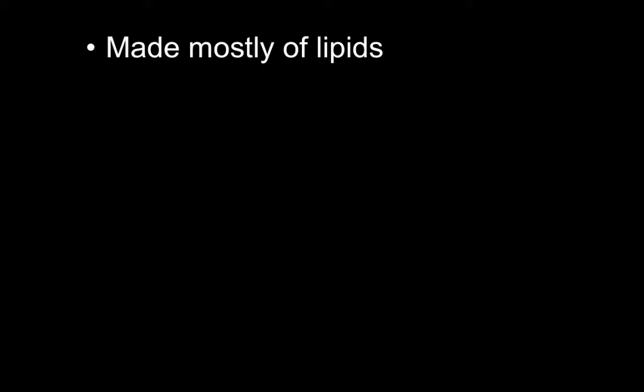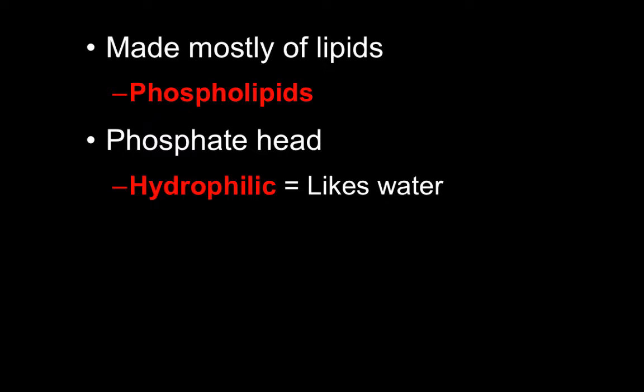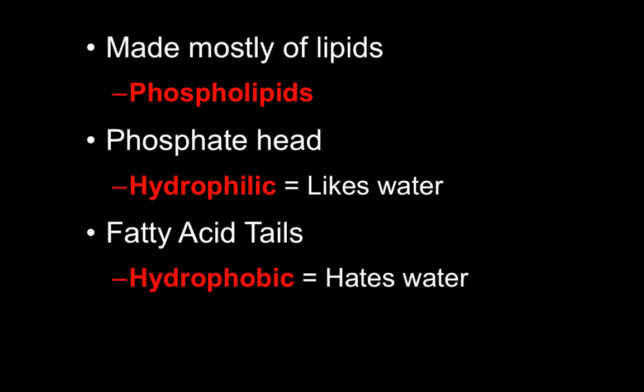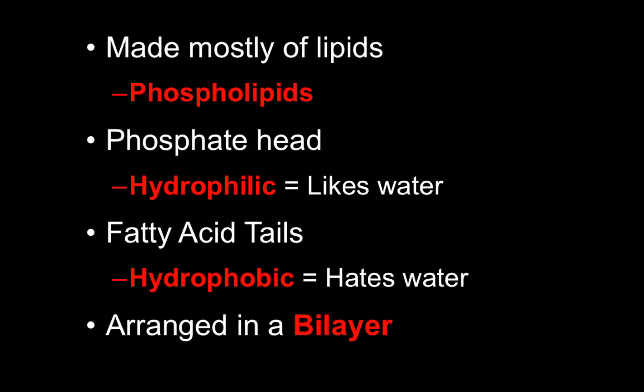All right, remember, membranes are primarily made of lipids. Specifically, they're made of phospholipids. These have a phosphate head, which is hydrophilic, meaning that it likes water, and two fatty acid tails, which are hydrophobic, meaning that they hate water. The phospholipids are arranged in a bilayer, so their heads are facing into and out of the cell, and their tails are in the center.